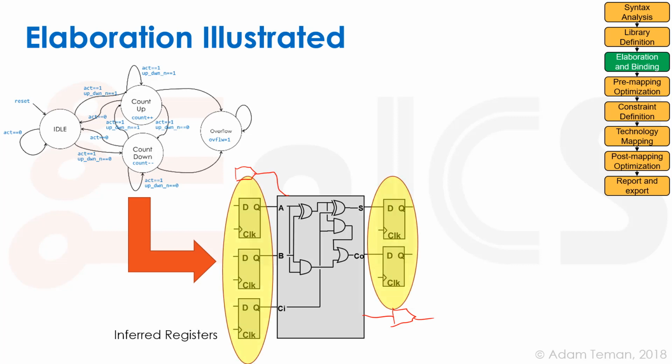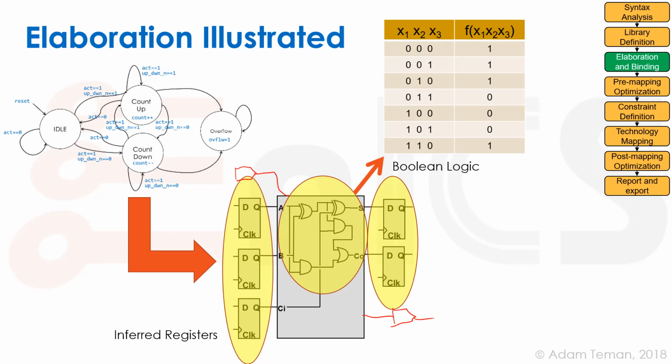So again, the registers were inferred when our compiler went over the Verilog code and saw all the always at posedge clock type definitions. It knew that there should be a flip-flop there and was able to infer them. At all the assign statements and the always at star statements, it knew how to put these combinational bubbles in the middle. And the combinational bubbles are actually just Boolean logic.